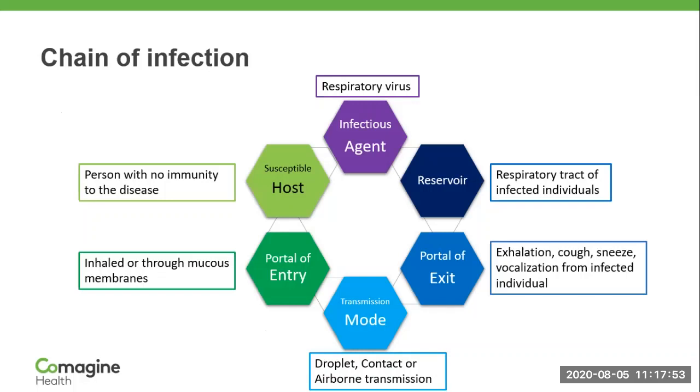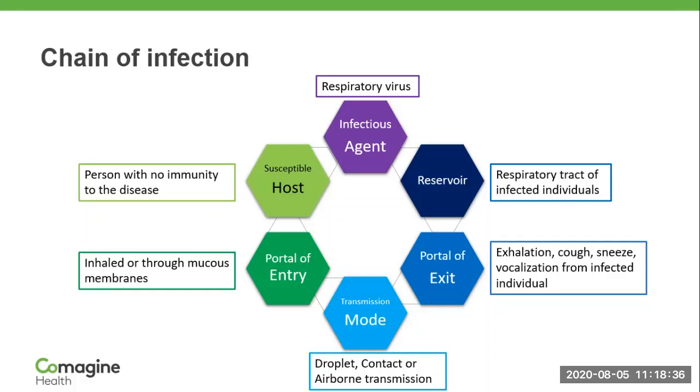So this is a chain of infection, very basic infection prevention. I'm using a respiratory virus as an example here. You're going to start with an infectious agent. It has to have a reservoir and a host. So where is it living within the host? And for respiratory viruses, they're primarily in the respiratory tract. And then they have to have a way out. So it is by exhalation, coughing, sneezing, vocalization. Then you need a way to move to the next host. So it can be droplet contact or airborne transmission.